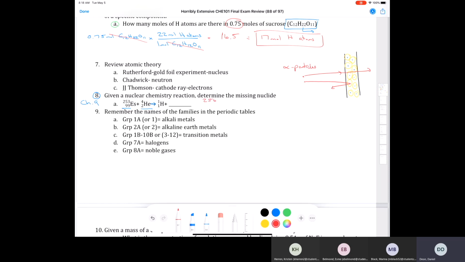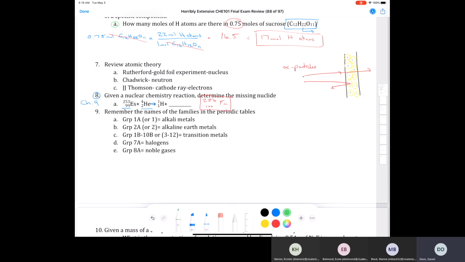Okay, so that's balanced. And then I look at my atomic numbers. I have 99 and 2. 99 plus 2 gives me 101. Now, what plus 1 gives me 101? And the answer is 100. So my atomic number must be 100. Then I go over to my periodic table and I see the element Fm. This is element number 100. And there we go, that is the missing nuclide. Nothing more to it than that.